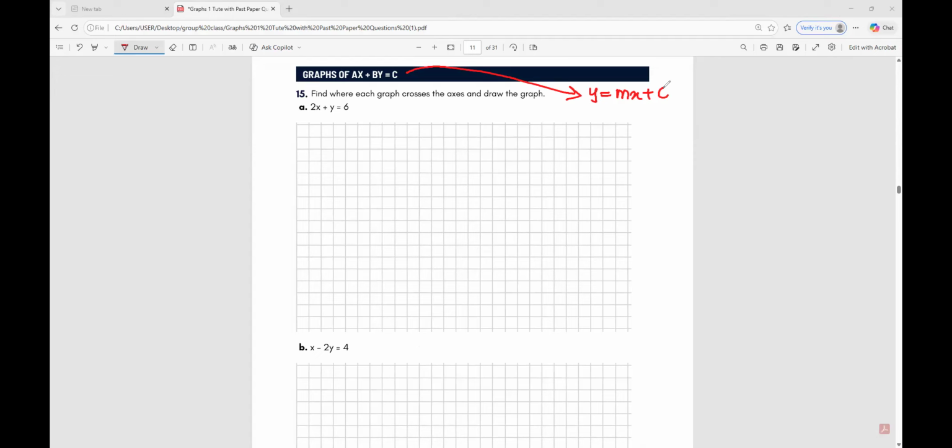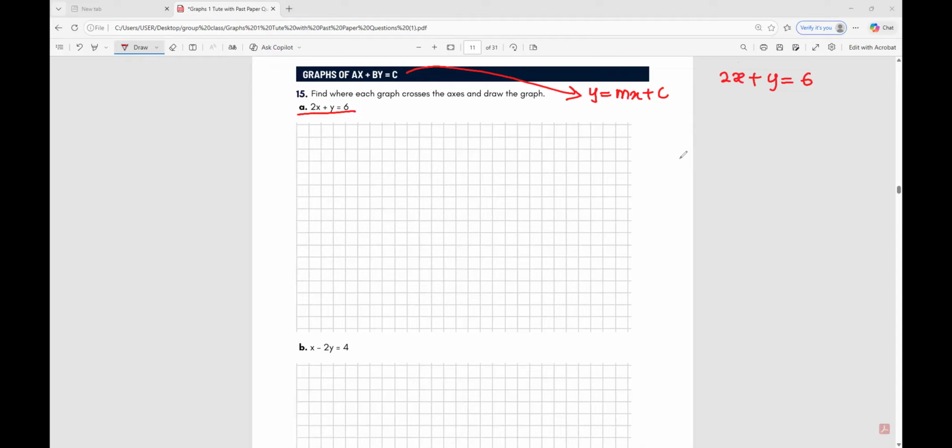This is like a sketch. We don't find all the points. We are finding only 2 points and draw. So those 2 points, one point is the y-intercept, other point is x-intercept. I told you we are using x-intercept later. Now we are going to use it. Y-intercept and x-intercept. The first equation is 2x plus y equals 6.